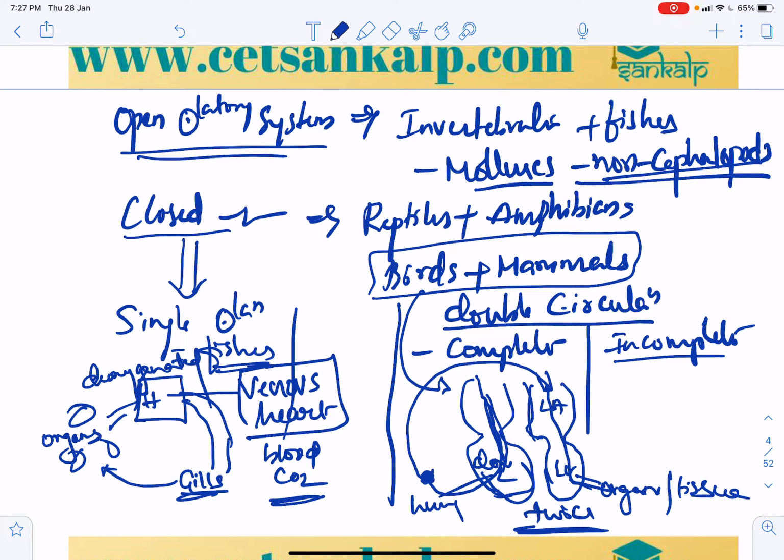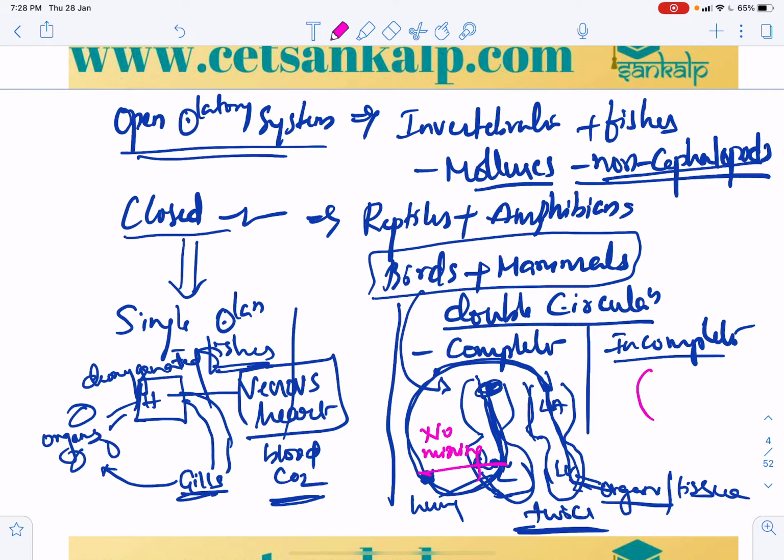So once it receives, that will be pumped to the lungs, and from the lungs after oxygenation it will once again be received, and then from there it will be pumped to the organs. So twice it will receive. So here there is no mixing of oxygenated and deoxygenated blood.